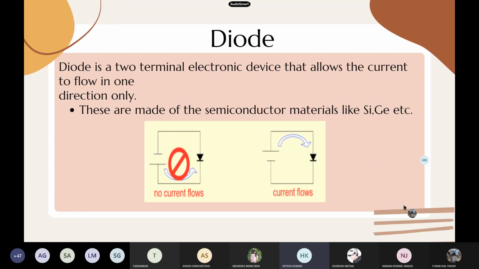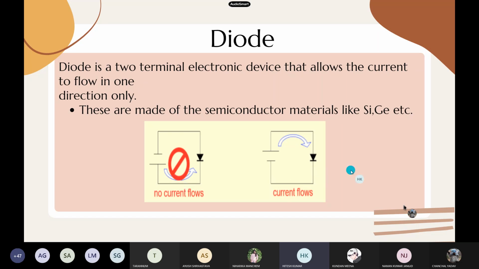We all have studied about diode in our 10 plus 2. Diode is a two-terminal device that allows the current to flow in one direction only. Diodes are made of semiconductor materials like silicon, germanium, etc. You can see in this picture, if diodes are connected in the forward bias, it allows the current to flow. But if it is connected in reverse bias, it does not allow the current to flow.